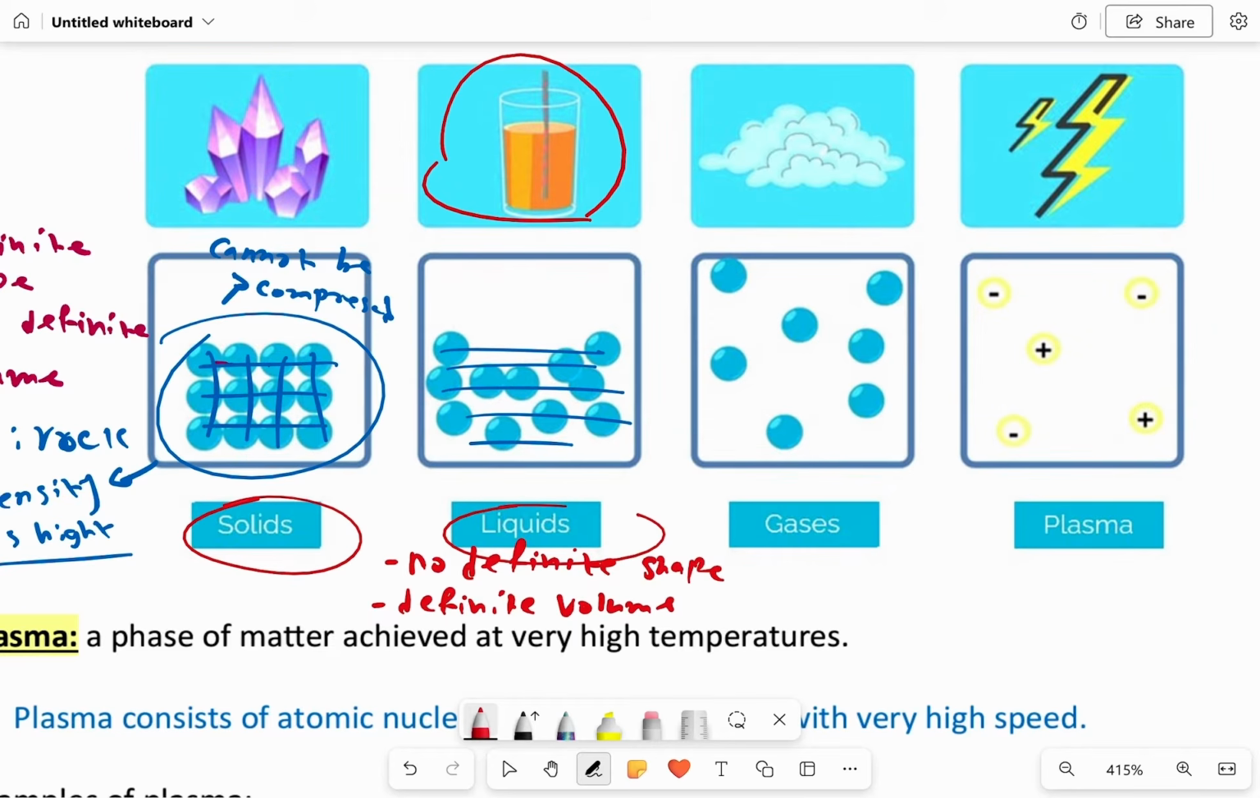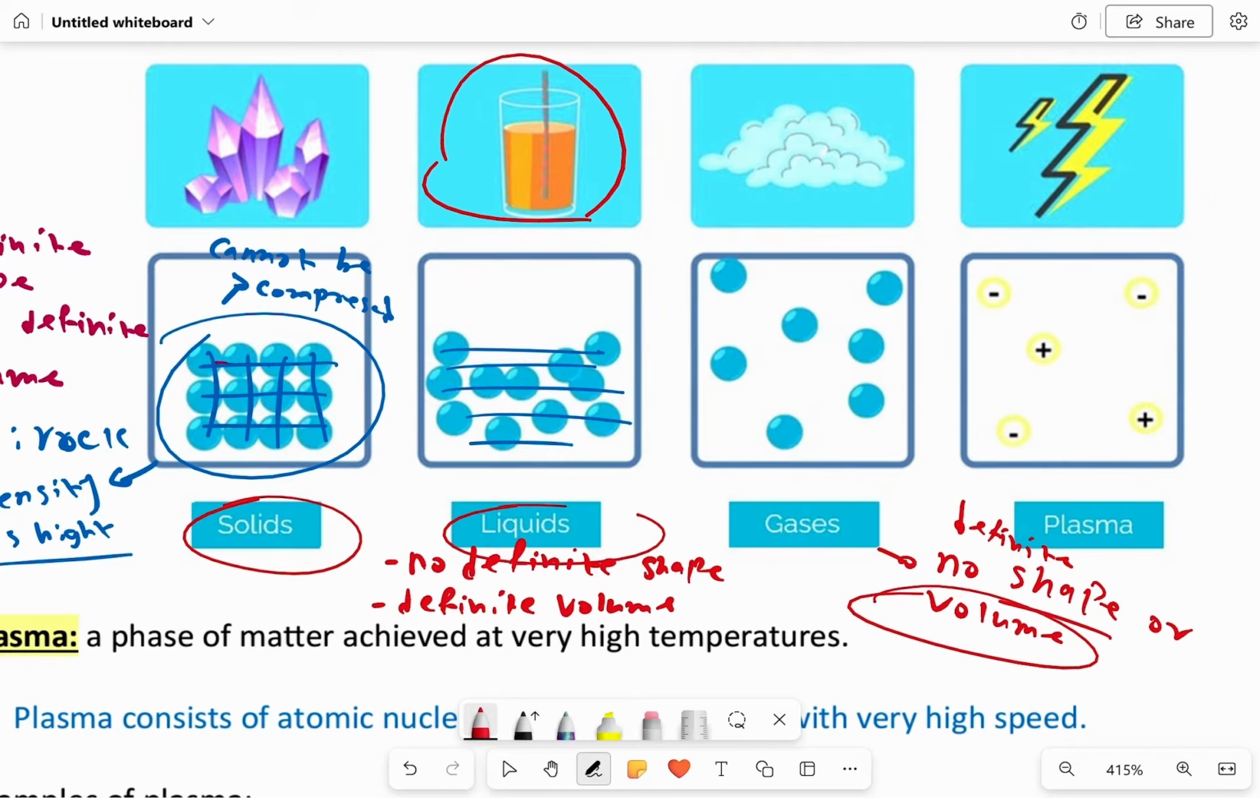Now you have gases. Gases, they have no shape or volume. Sorry, no definite shape. Okay, no fixed shape. No definite shape or volume. You have a balloon, okay? You have inflated the balloon, let's say with helium or using your mouth, okay? So if you squeeze this balloon, you can see that the shape of the balloon is going to change. So it doesn't have any definite shape, okay? Also, the volume is going to change. You can squeeze the balloon very easily.